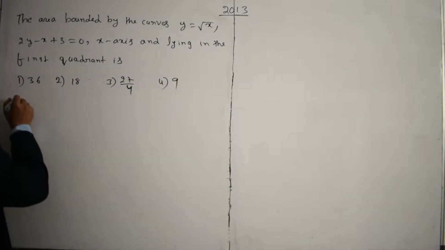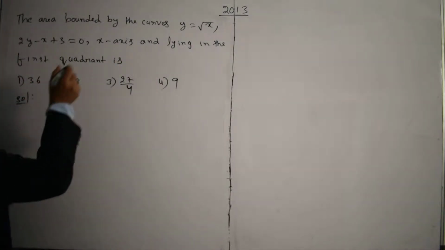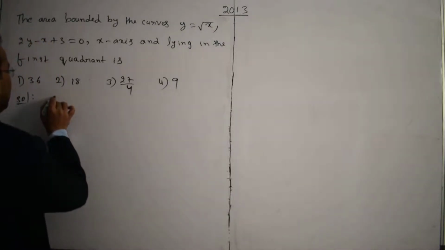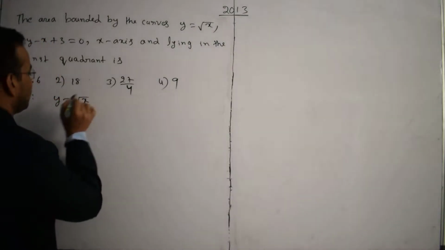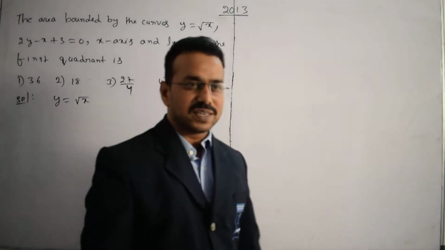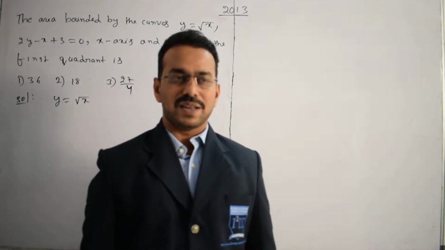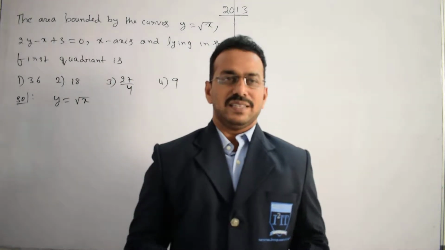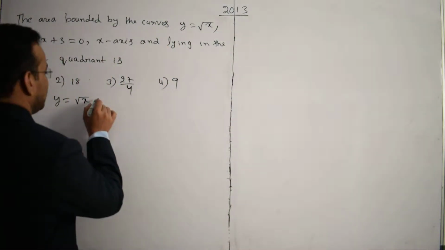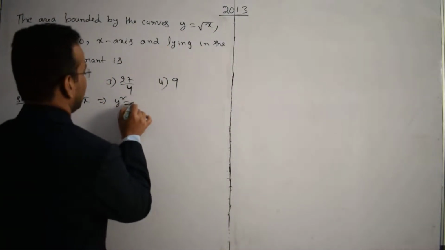Solution. Here what is the given curve? y equals root x. Y equals root x means, if you apply squaring on both sides, you will get y square equals x. It is a parabola symmetric about the x-axis, so it is easy to draw. So this implies y square equals x.